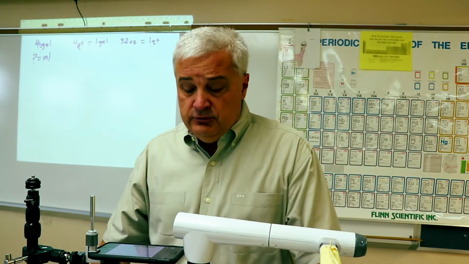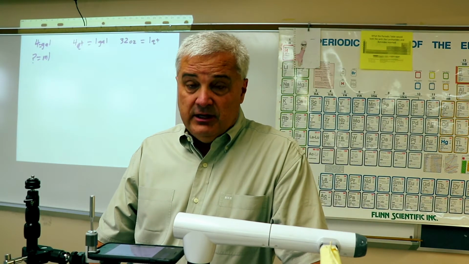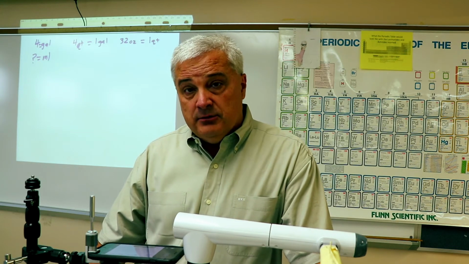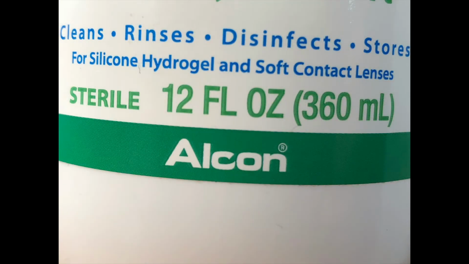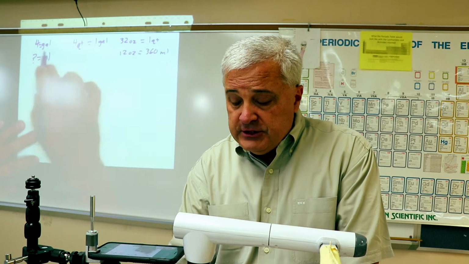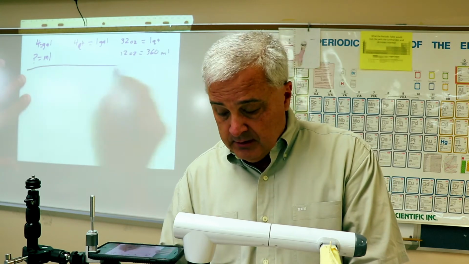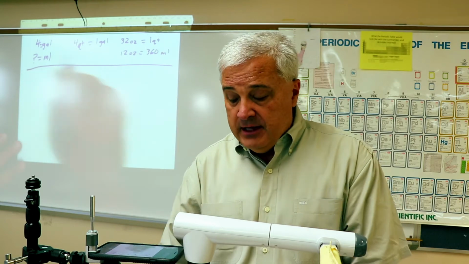Now, if we only knew some way of going from ounces to milliliters. Well, fortunately, my contact lens bottle is labeled, and it tells me that 12 ounces is equal to 360 milliliters. Now with these 3 facts, we can use the method to convert gallons to milliliters.